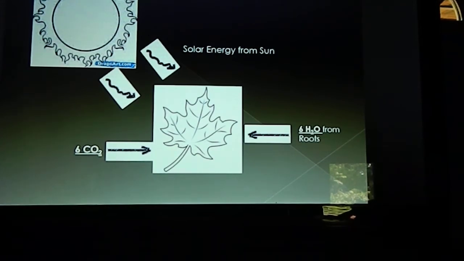Likewise, at the same time, there is water in the roots of the plant, and that water is taken up through the stems and taken to the leaf, and now you have the two reactants for photosynthesis. Right.